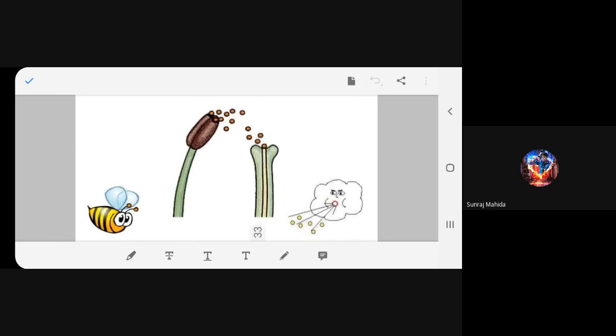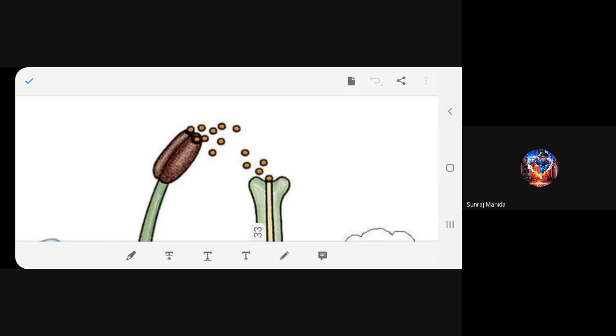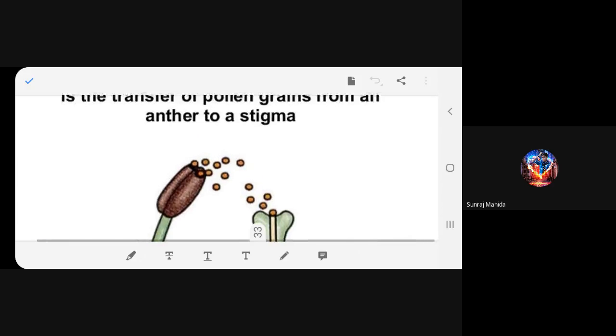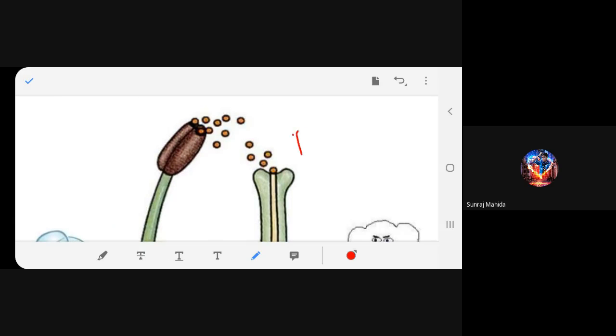Understood? So, these are all pollen. The male cell falls on the stigma of the pistil or carpel, and this is called pollination. Is it clear? Boys, is it clear? Yes, clear with ma'am. Okay.